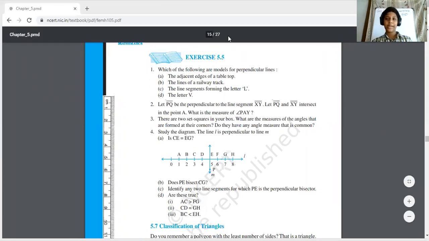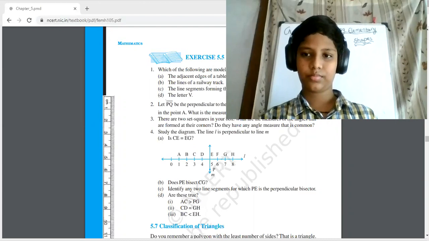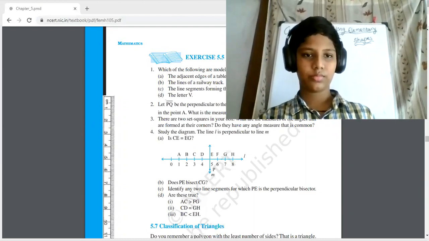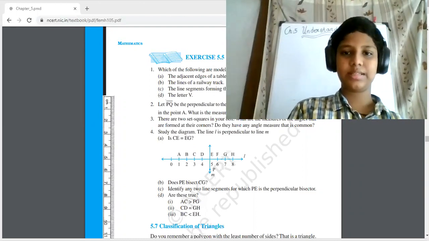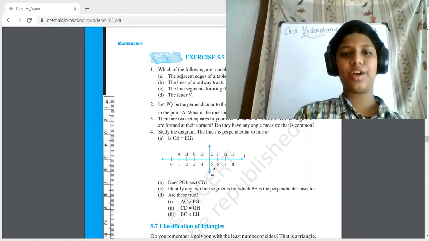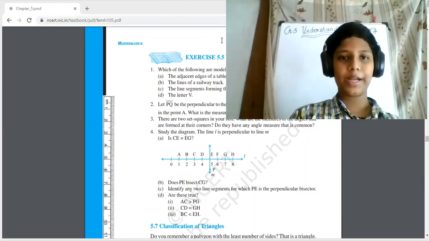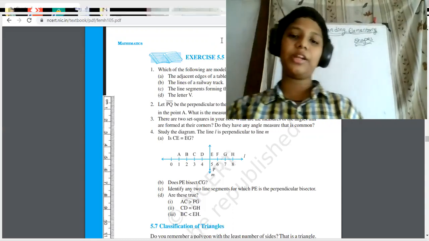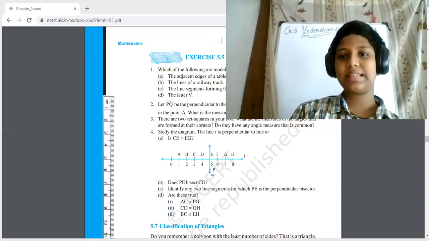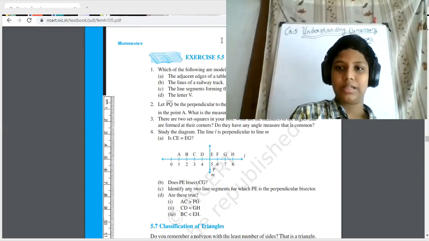Now read the first question. Okay, now the first question is, which of the following are the models of the perpendicular lines? What is the adjacent edge of a tabletop? What they said? The adjacent edge of a tabletop. Okay. Next, what they said?